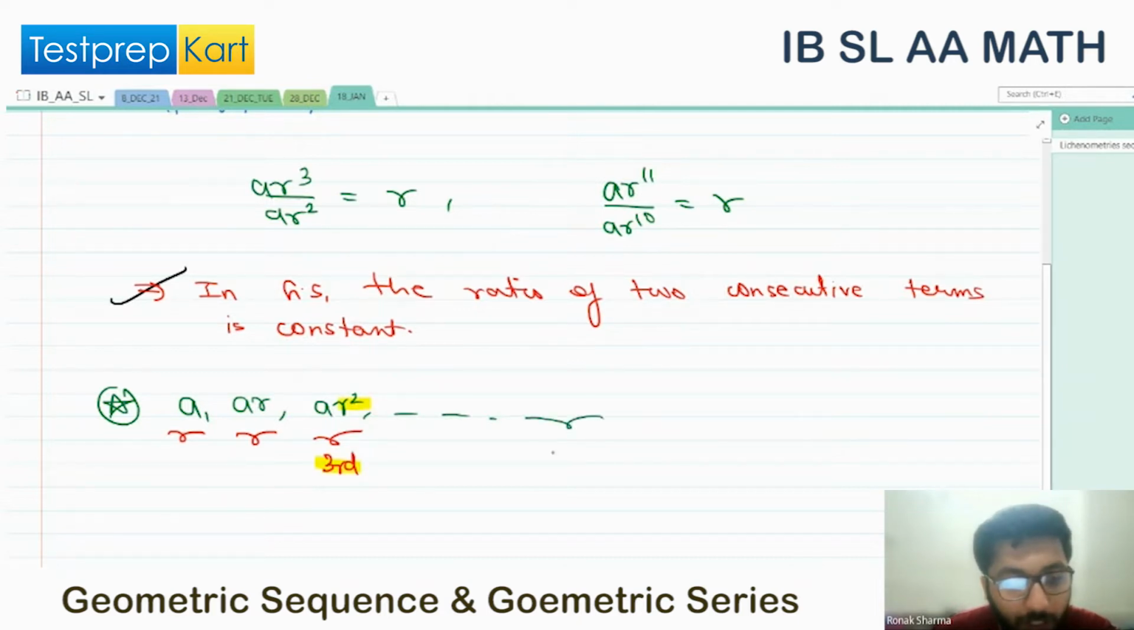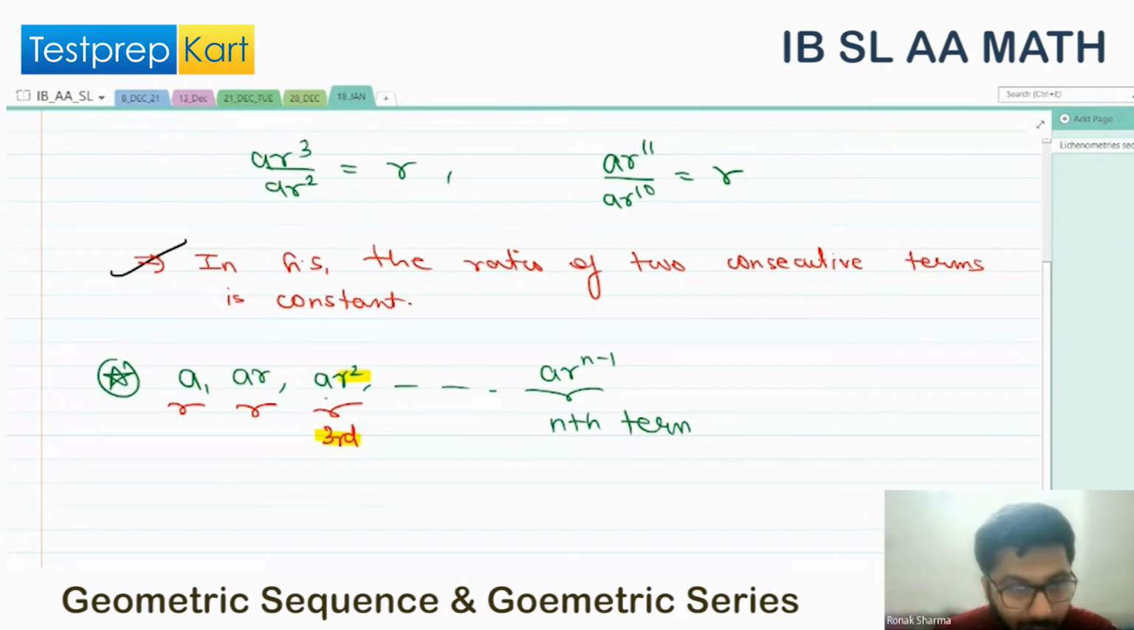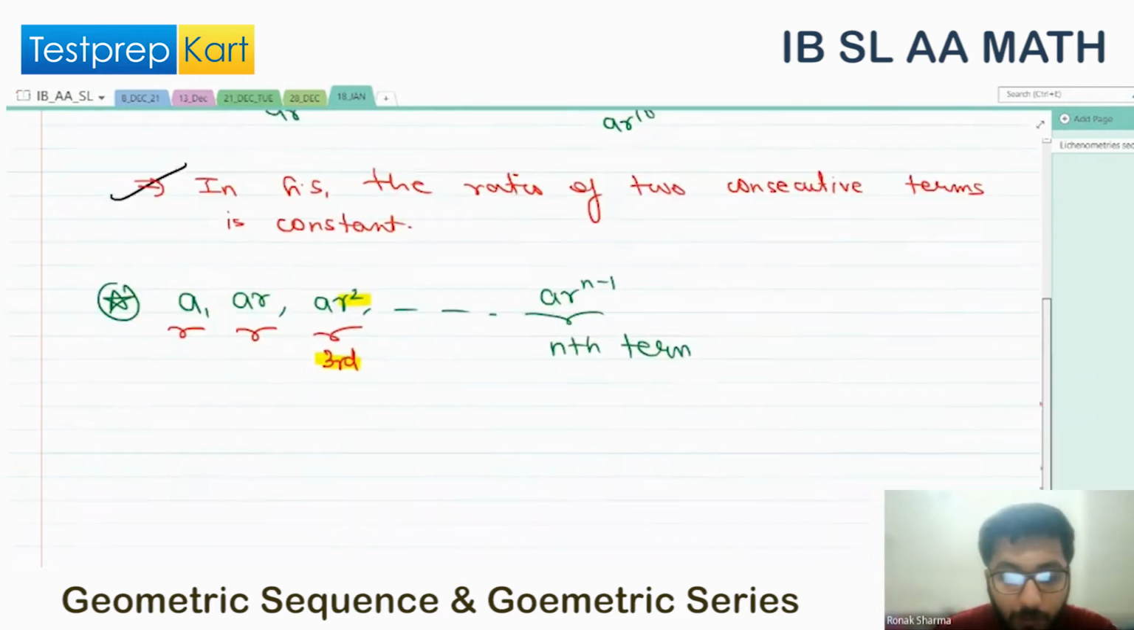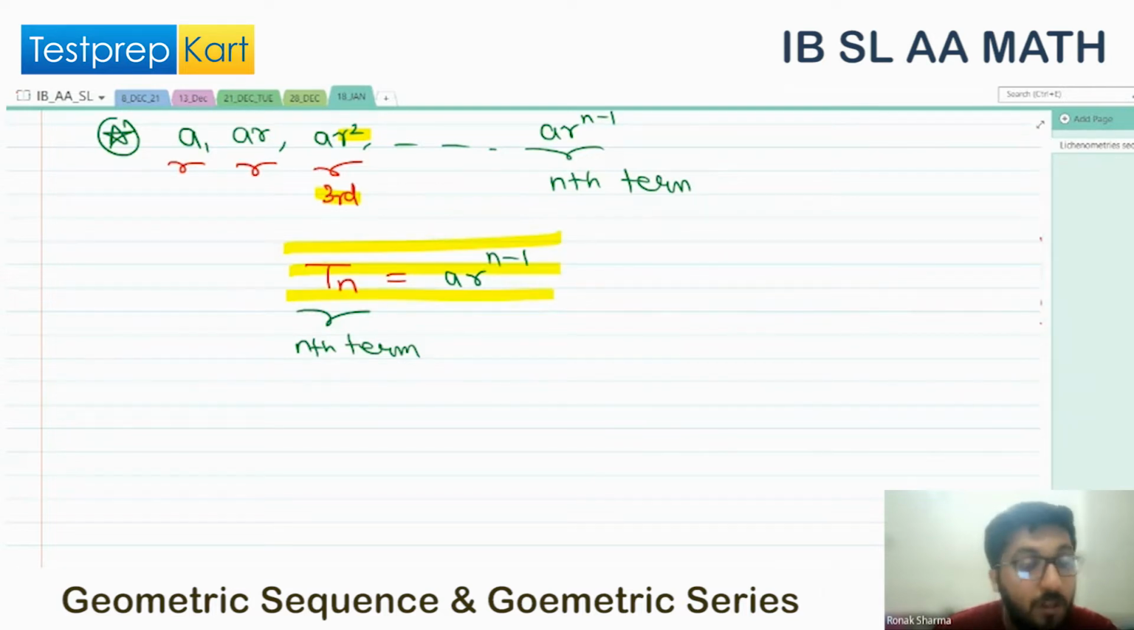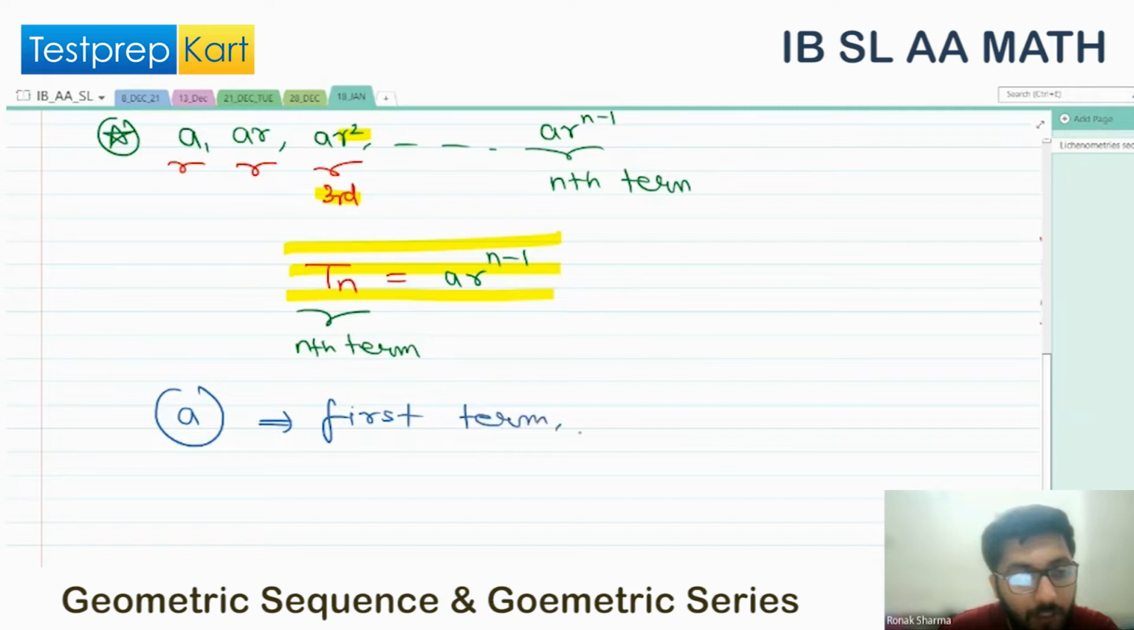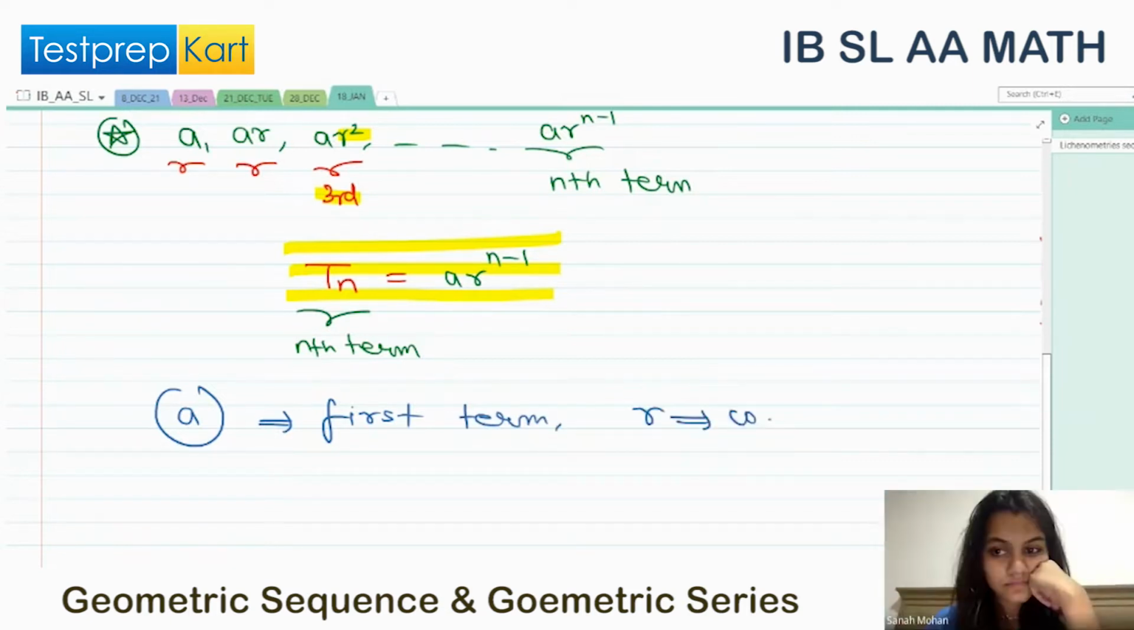So if we talk about the nth term, it will be what? a r power n minus 1. Yes or no? Basically, the power of r is one less than the position of the term. So from here we get that Tn, the nth term, is given by a into r power n minus 1. This is the formula that we are going to use to find any term. But we should know a, the first term, and r is the common ratio.